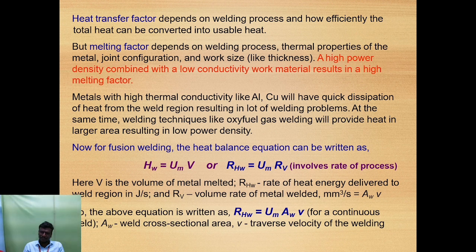Now in fusion welding, the heat balance equation can be written as Hw is equal to Um V, or RHw is equal to Um RV, where V is the volume of the metal melted. RHw is the rate of heat energy delivered to the welded region in joules per second. RV means the volume rate of the metal welded, in cubic millimeters per second, which is equal to Aw into V. So the above equation is written as RHw is equal to Um Aw V, where Aw means the welded cross-sectional area and V is the transverse velocity of the welding.